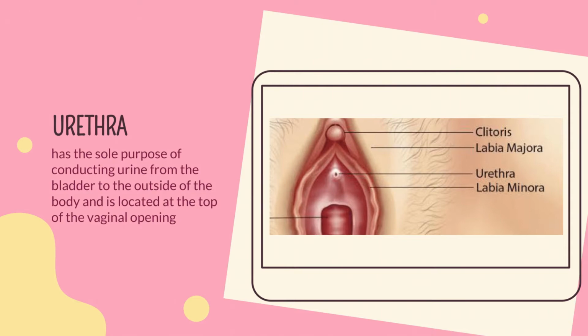Below that is the urethra, about 4 to 6 centimeters long and 6 millimeters wide. It has the sole purpose of conducting urine from the bladder to the outside of the body and is located at the top of the vaginal opening.